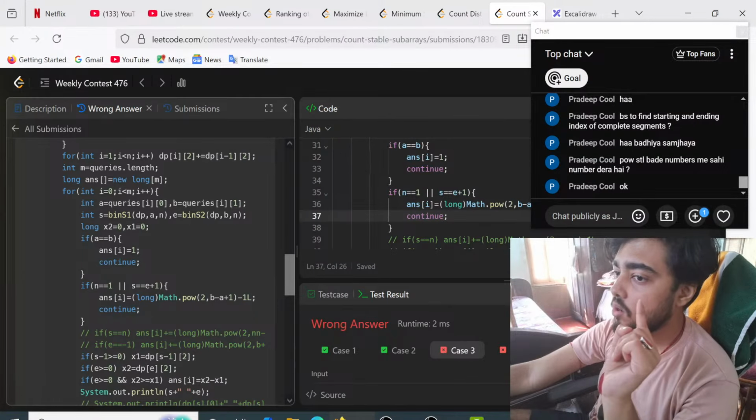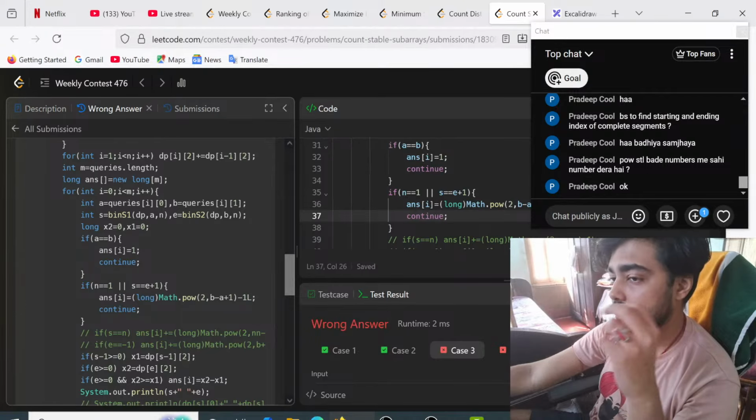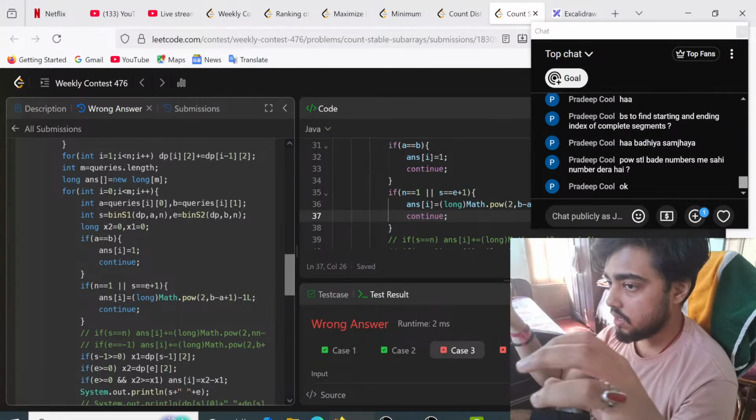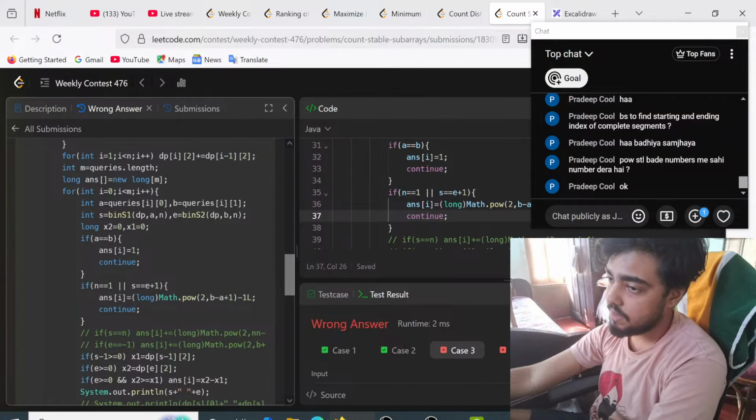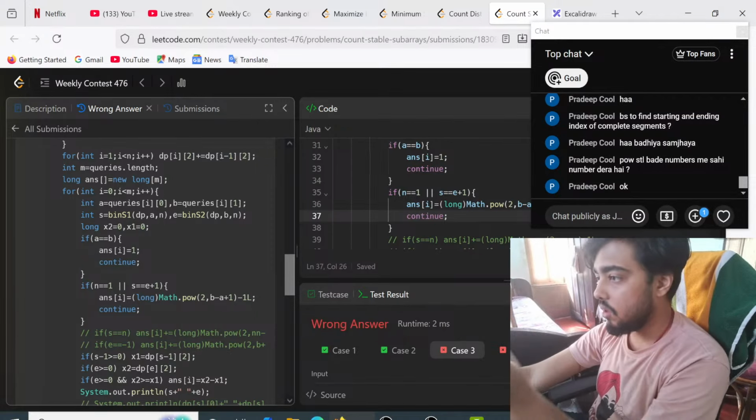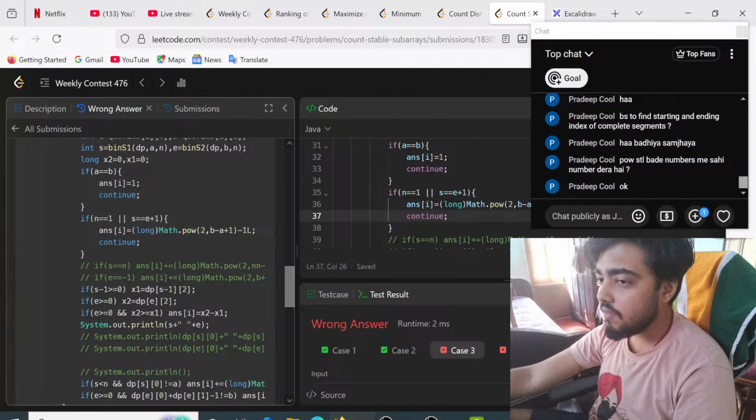If n is equal to 1, मतलब only one segment is there, that is the whole array is only sorted. ठीक है. Then mat dot power 2 comma b minus 1, b minus a plus 1. ठीक है. That is the whole thing. You can take. Otherwise थोड़ा प्रॉब्लम होगा निकालने में.